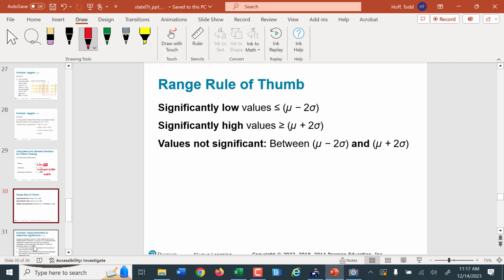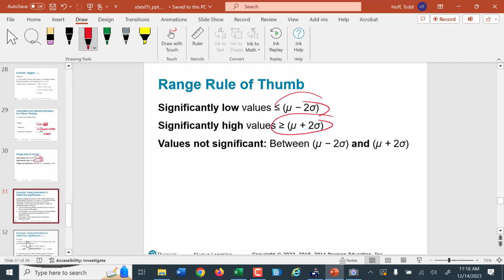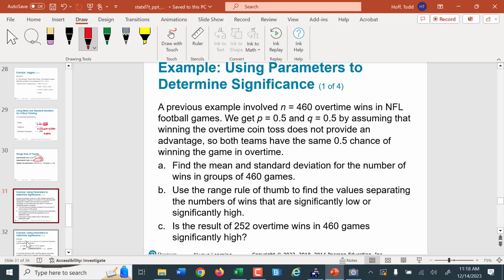The rule of thumb again for our range: significantly low values are more than 2 standard deviations below the mean. Significantly high values are more than 2 standard deviations above the mean. So if we look at this example here of those 460 NFL games, we said the probability of 252 of the people who won the coin toss winning the game was a significantly small probability. So let's take a look at using the rule of thumb here.